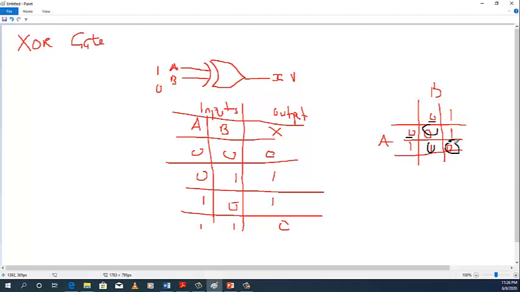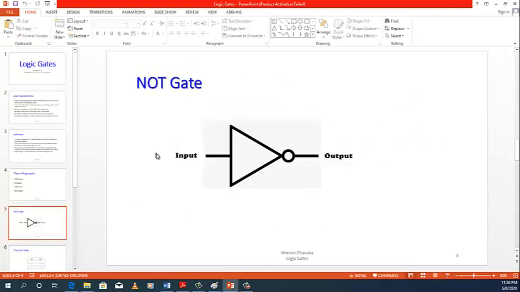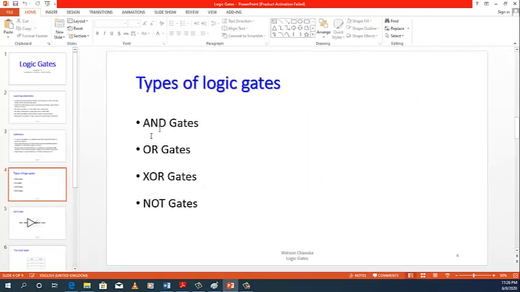I believe that you're going to understand when I give you an exercise on how to do these logic gates. So these are the basics of the logic gates we've talked about. Looking at the last lesson we did, we talked about the AND gates, OR gates, XOR gates, and the NOT gates.